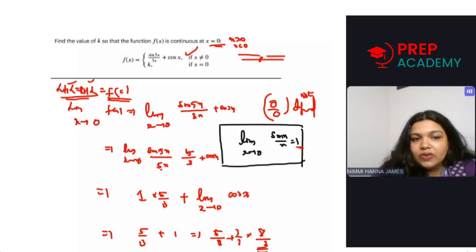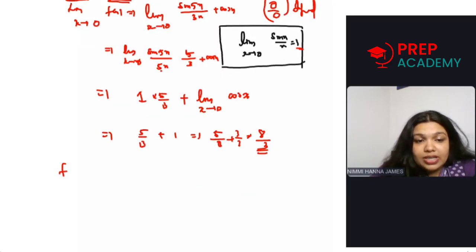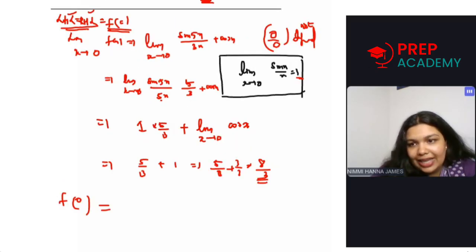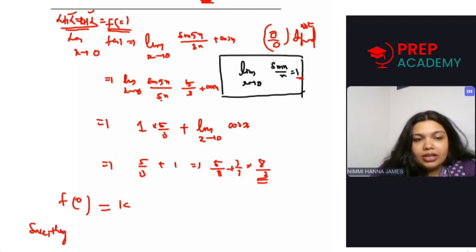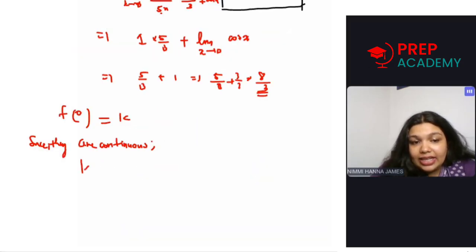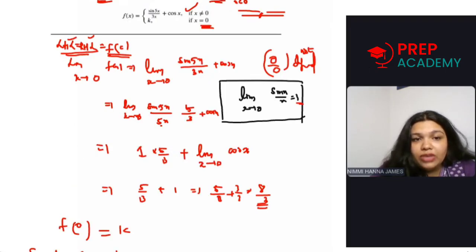And since it is continuous, we want to find f of c also, that is f of 0. What is f of 0? What is the function value when x is equal to 0? It is k. Since they are continuous, we get that k is equal to 8 by 3, right? The limits are equal to f of 0, that is k is equal to 8 by 3. So that's what we wanted to find. We wanted to find the value of k, so we got k is equal to 8 by 3.